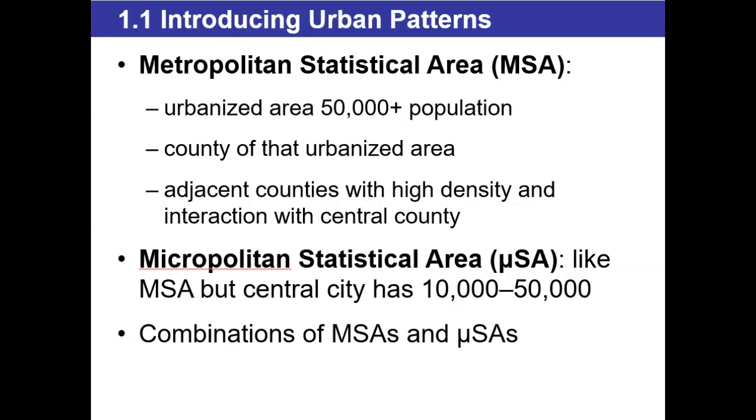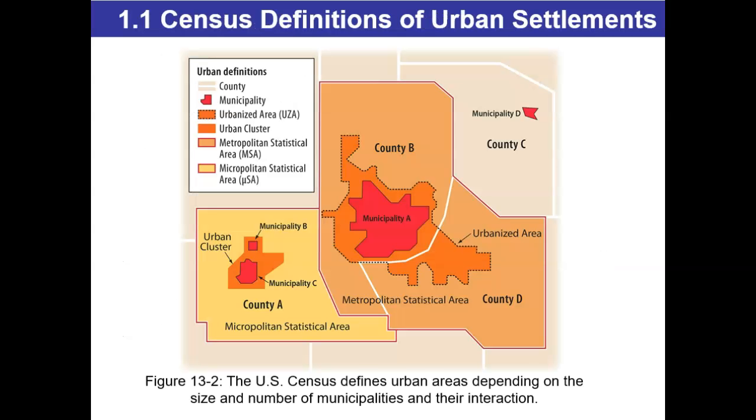So it will have a central city, but its central city is going to have 10,000 to 50,000 inhabitants. Again, census data or information might be collected from either of these specific statistical areas. Take a look at Figure 13-2. The U.S. Census defines urban areas depending on the size and number of its municipalities and their interaction.